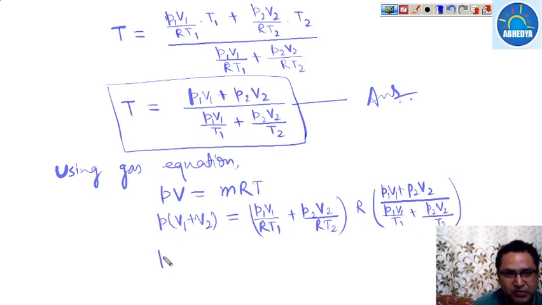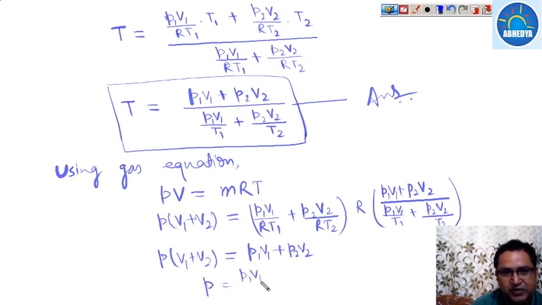So once you put it, P times V1 plus V2 will be given as, now this R will be cancelled out, then P1 V1 upon T1 plus P2 V2 upon T2 will be cancelled out by this one. So this is nothing but P1 V1 plus P2 V2. So what should be the final pressure? Final pressure is P1 V1 plus P2 V2 divided by V1 plus V2. So this is the final pressure of the system when the two gases are mixed adiabatically.